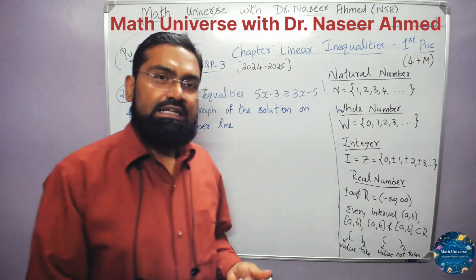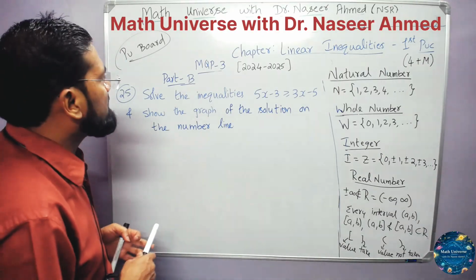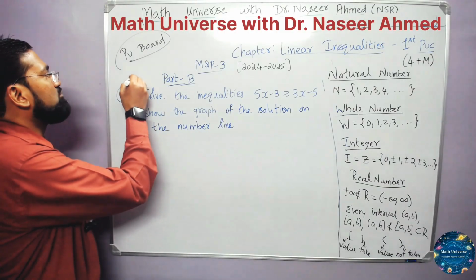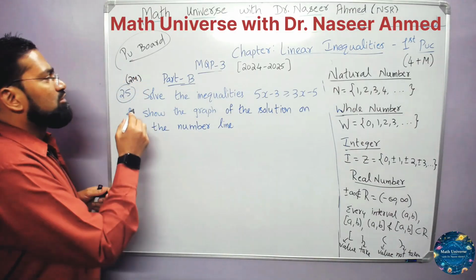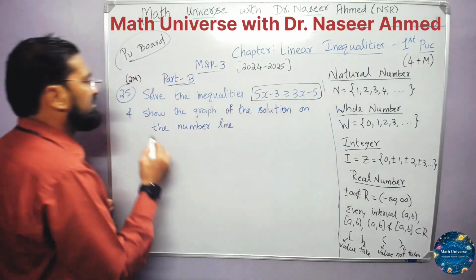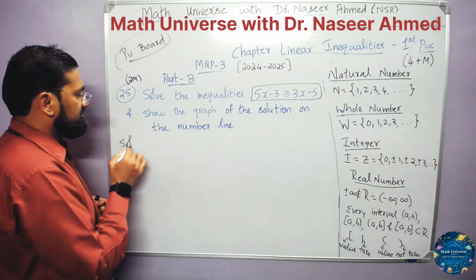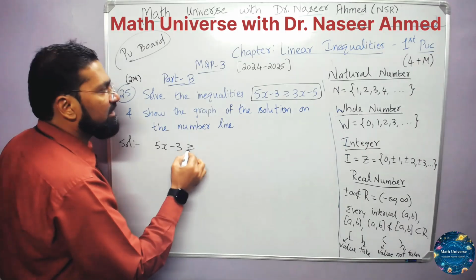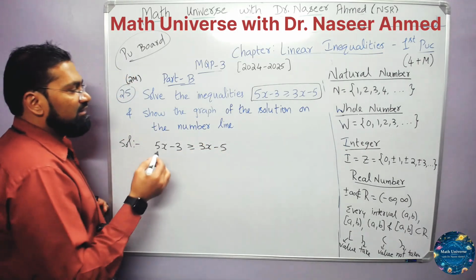Okay, dear students, let us move on to the next problem. In model question paper number 3, the question has been asked for 2 marks. Question says solve the inequality and show the graph of the solution on the number line. Okay, no problem. Very simple question. 5x minus 3 greater than or equal to 3x minus 5. We have to solve for the solution.